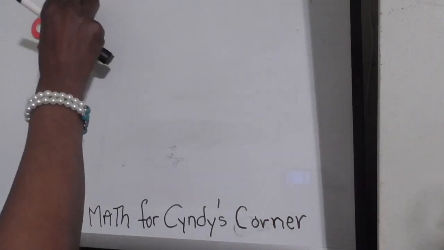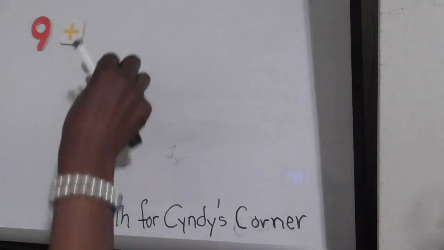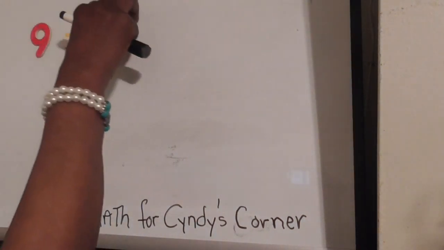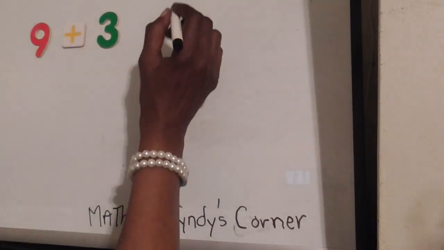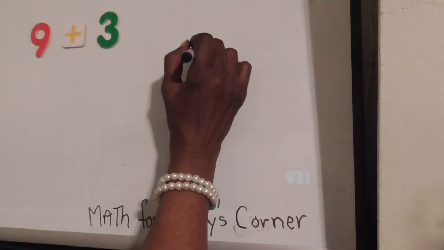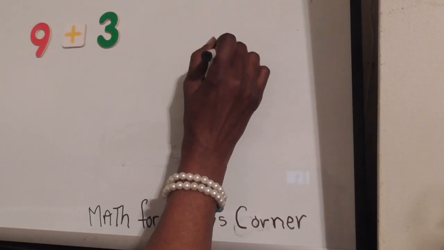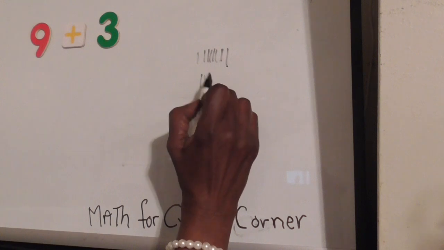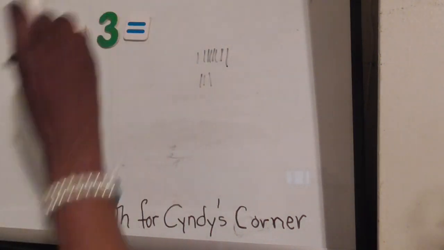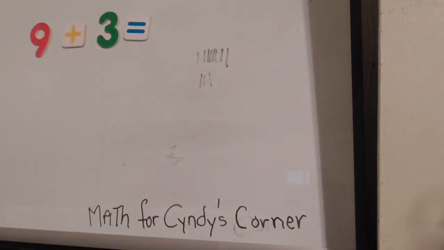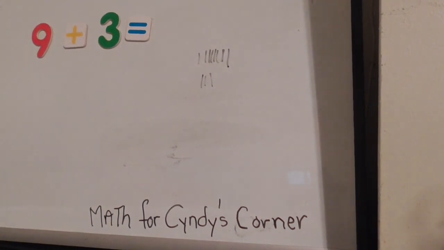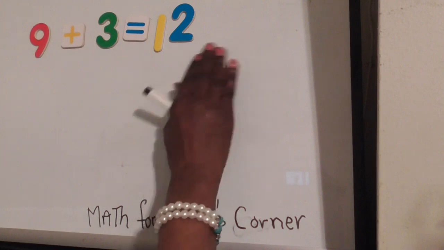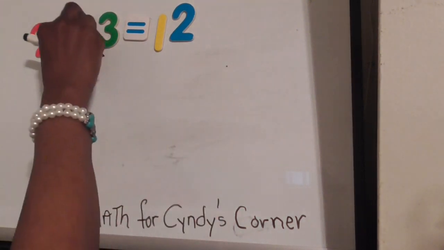If we're adding 9 plus 3, we know that we just have to do this. 1, 2, 3, 4, 5, 6, 7, 8, 9, and then 3 more: 10, 11, 12. So 9 plus 3 is 12. We know that. Adding versus multiplication.